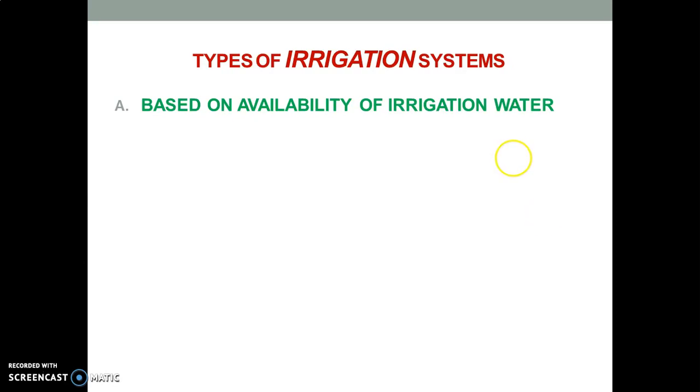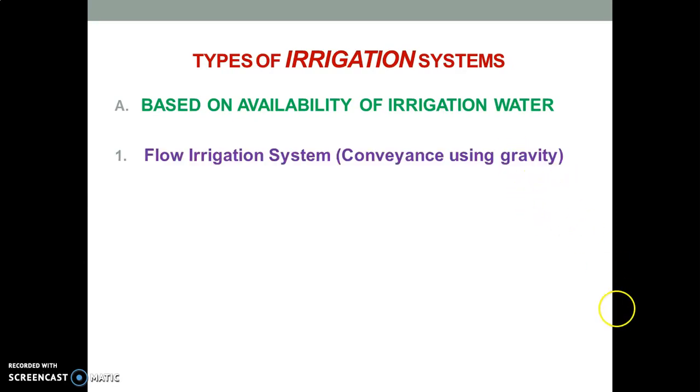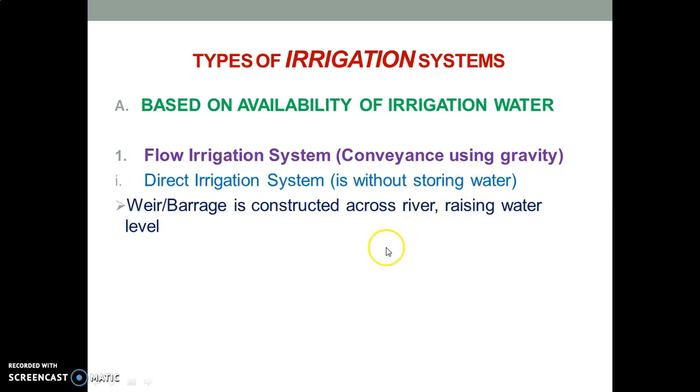So we'll see the different types of irrigation system. Now, based on availability of irrigation water, the first type of irrigation system is flow irrigation system. That means the water flows from the source up to the destination, or in this case, the destination is the agricultural field. So we transport or convey the water using gravity, that is open channel flow.